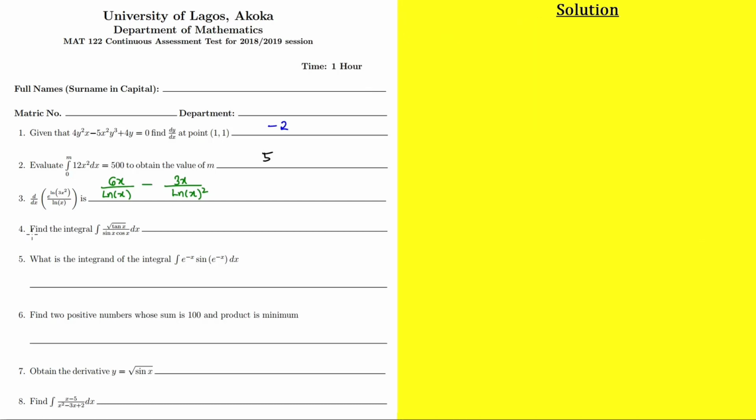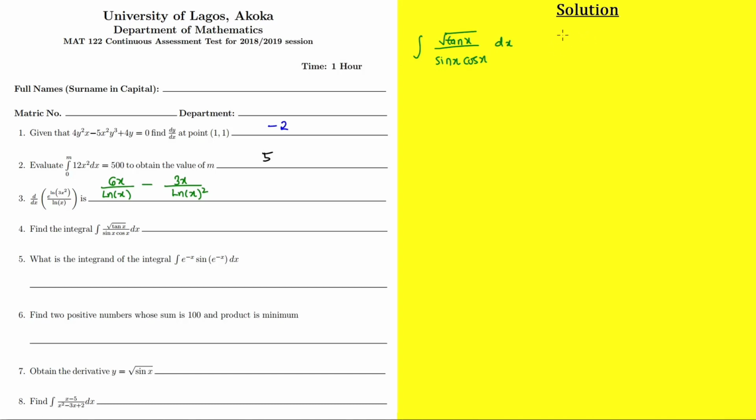In this question, that's question 4, we have to find the integral of the square root of tan x all divided by sine x multiplied by cos x. So we want to find the integral of the square root of tan x all divided by sine x multiplied by cos x dx. Alright, now for us to solve this problem, we can just use this transformation.